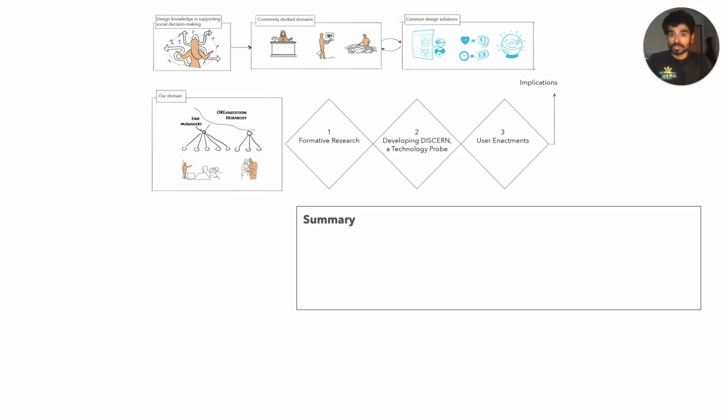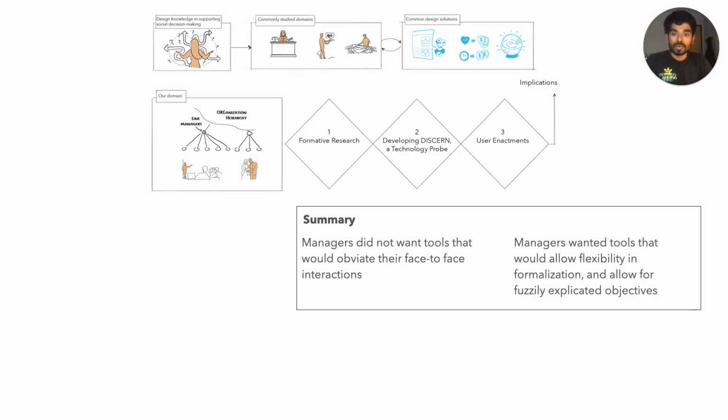So to summarize, our formative work revealed how managers did not want tools that would obviate their face-to-face interactions with stakeholders, but rather wanted representations to simply hold and reason about what they had heard. Based on our findings, we developed DISCERN, which we used as a technology probe in our user enactments, which further revealed how managers wanted tools that would allow flexibility in formalization and allow for fuzzily explicated objectives.